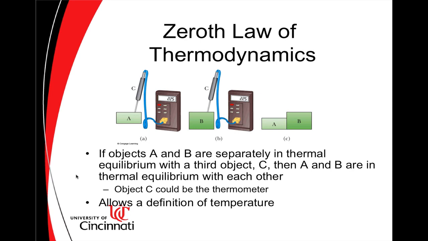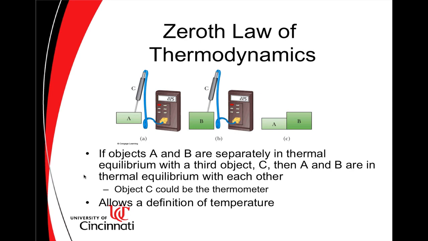This is kind of an unstated law, but the idea is that if you measure an object A by bringing it to thermal equilibrium with, say, a thermometer, and you know exactly what the temperature is, and then you measure object B with the thermometer, and you know what the temperature is. If A and B are separately in thermal equilibrium with a third object, which essentially is the thermometer C, then if you put A and B together, they're in thermal equilibrium with each other. This is what really determines what a temperature means, and also what thermal equilibrium means.